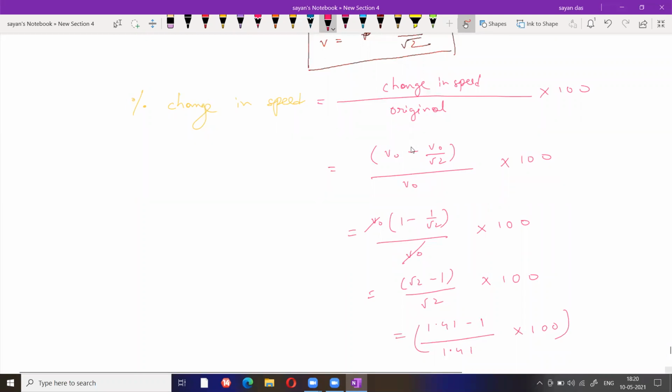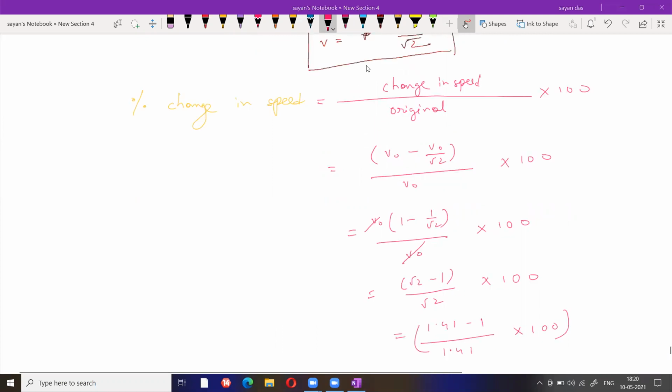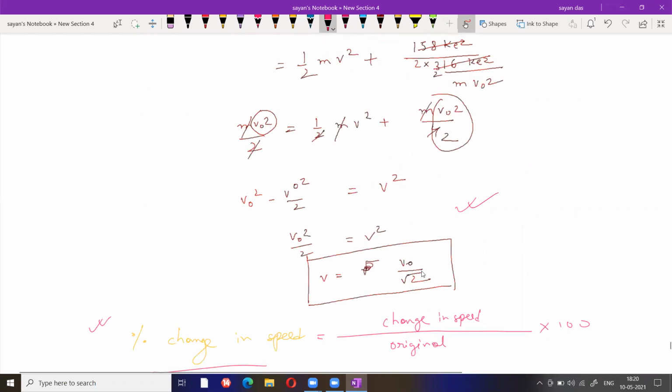Anjali, any doubt regarding this part? The first part is clear. Now the first part is this one. This one is clear. How to calculate V? Yes, sir. Okay. Now, what is the next part?